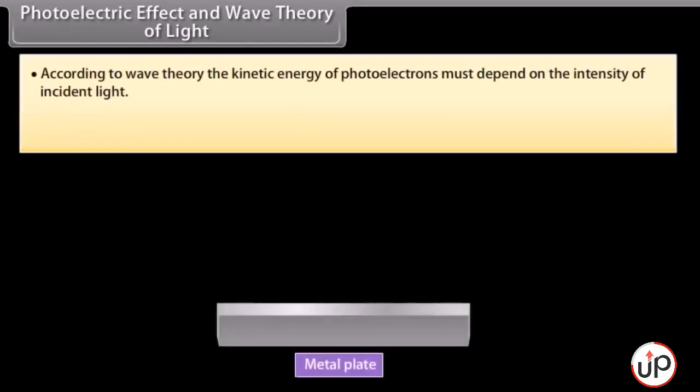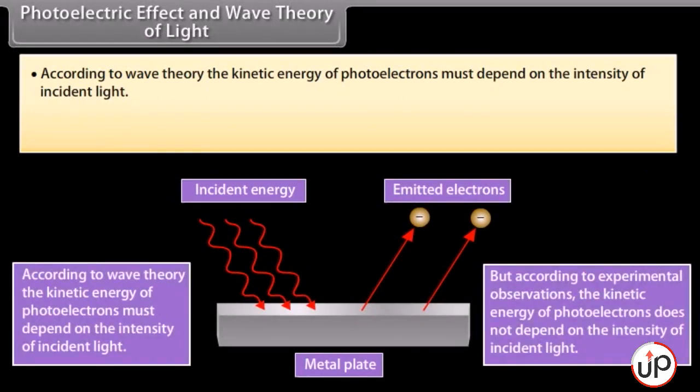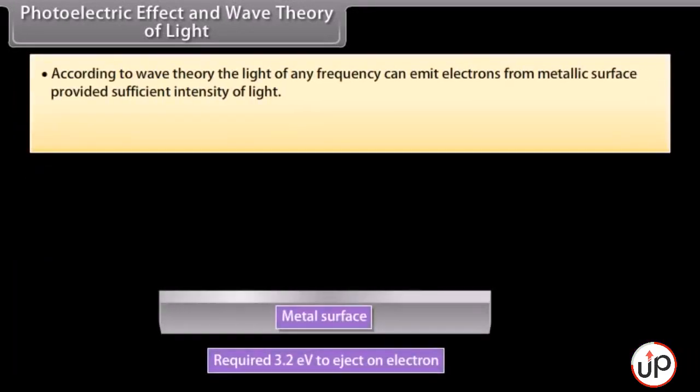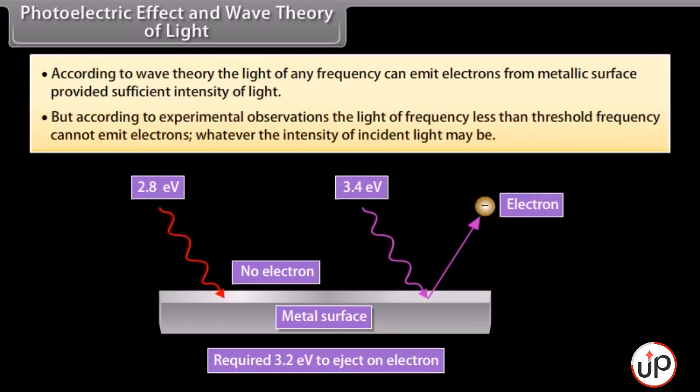Photoelectric effect and wave theory of light. According to wave theory, the kinetic energy of photoelectrons must depend on the intensity of incident light. But according to experimental observations, the kinetic energy of photoelectrons does not depend on the intensity of incident light. According to wave theory, light of any frequency can emit electrons from a metallic surface provided sufficient intensity of light. But according to the experimental observations, light of frequency less than threshold frequency cannot emit electrons, whatever the intensity of incident light may be.